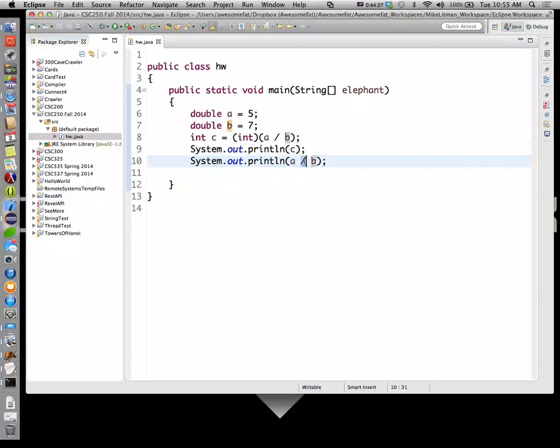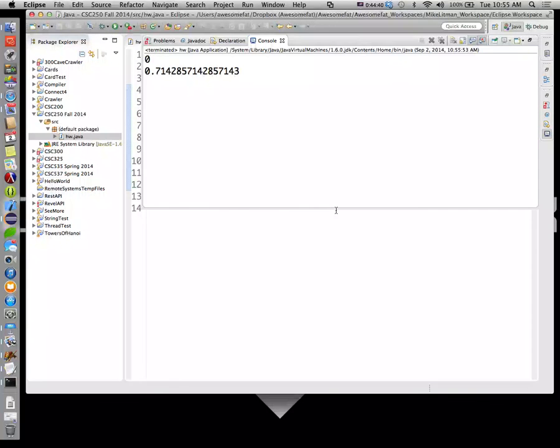Good. Can you divide a double by an int? Sure. Vice versa? Yeah, so if we make this an int, it'll still be treated as a double. If at least one side is a floating point number, it treats it as floating point math.